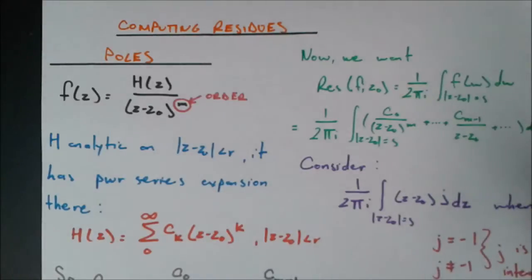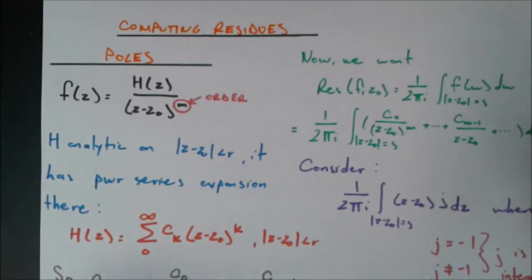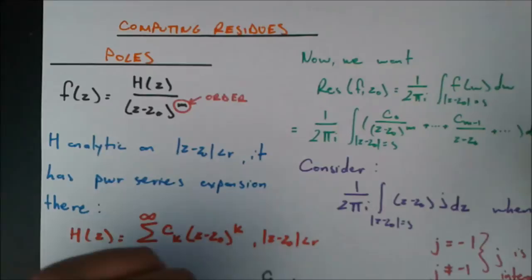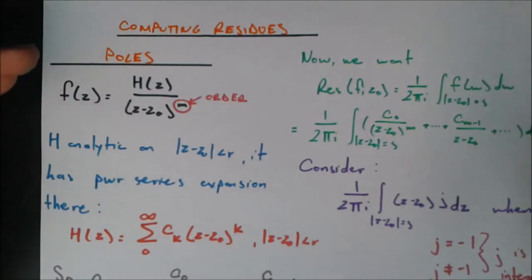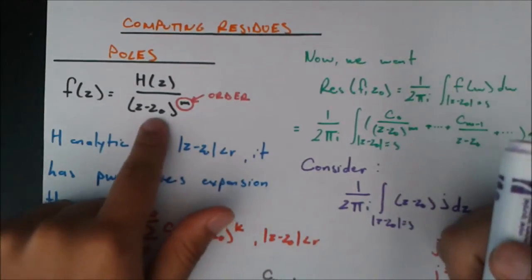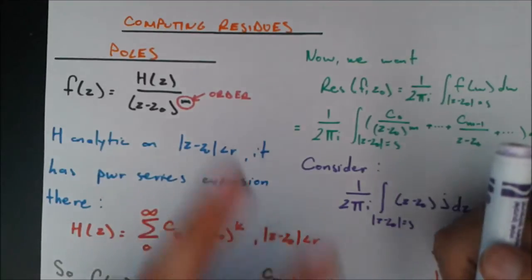In the previous video, we talked about the notion of a residue, and in this video, we talk about how to compute residues, and we're going to do that especially for the case of poles. So just to recap, if z0 is a pole for a function f of z, then two things are true.